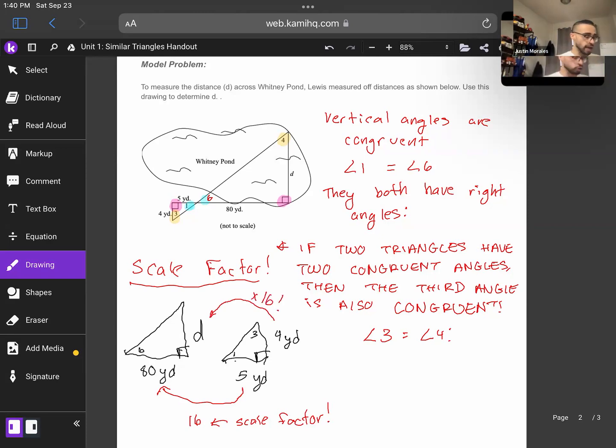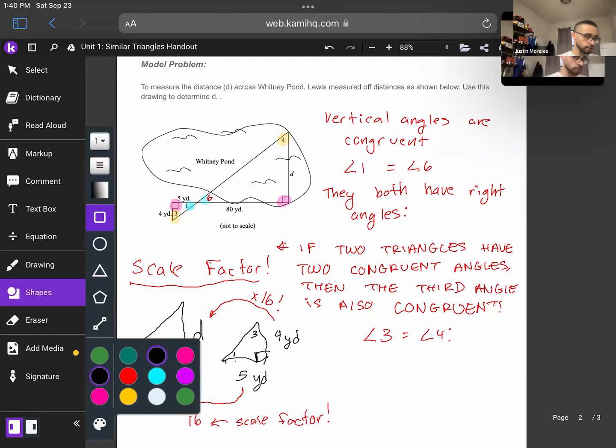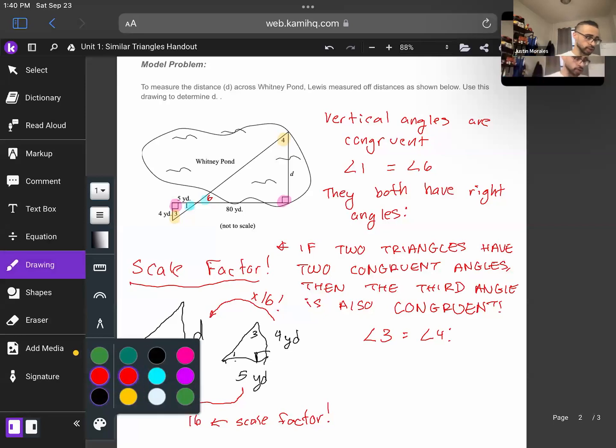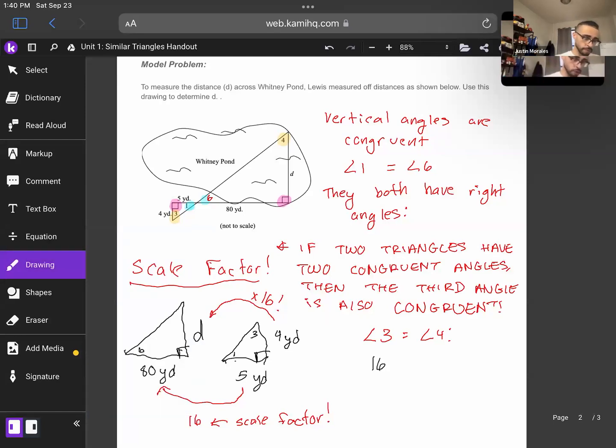So all we have to do is go ahead and do 16 times 4. So 6 times 4 is 24, carry the 2. 4 times 1 is 4, plus 2 is 6, so 64. So remember, don't forget units. This is going to be a side length of 64 yards.